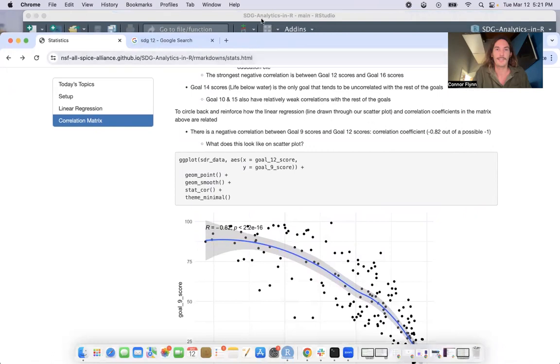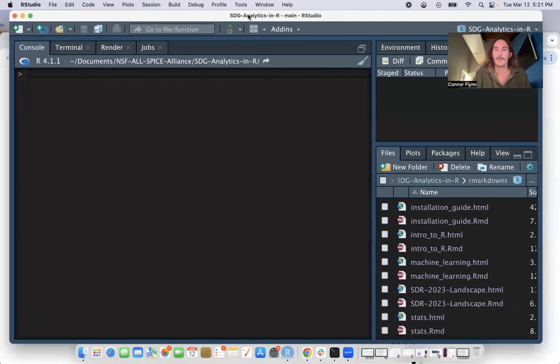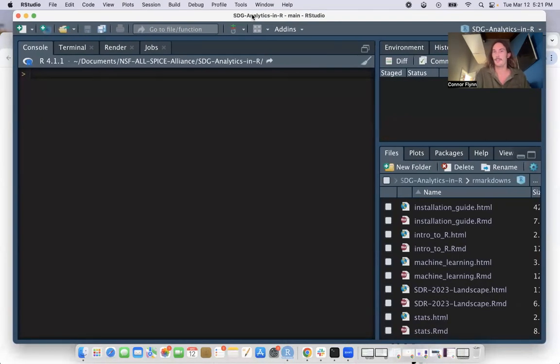You can navigate here. And we're in our SDG Analytics and R project.